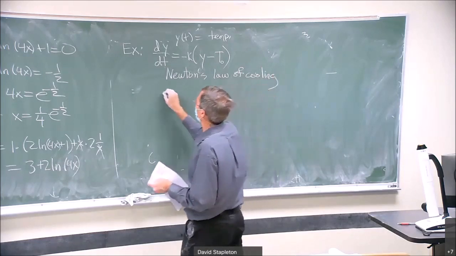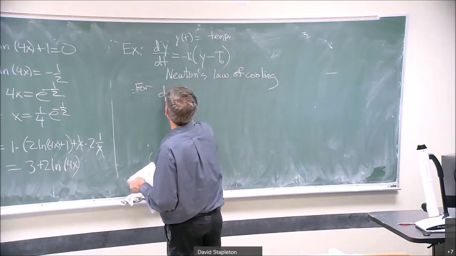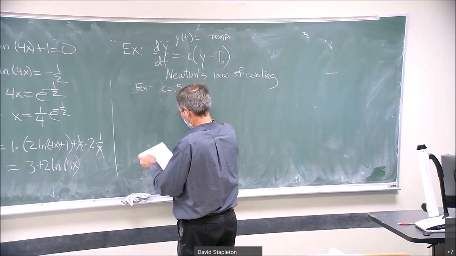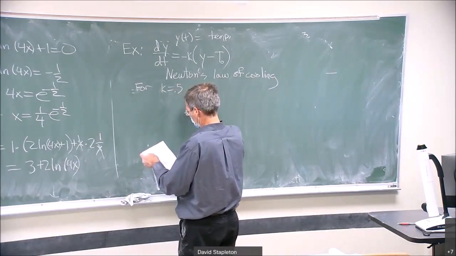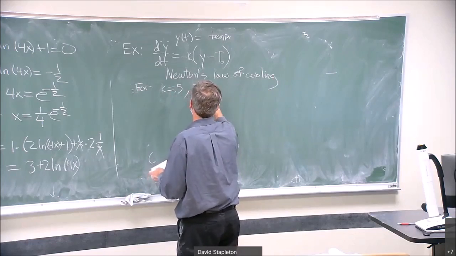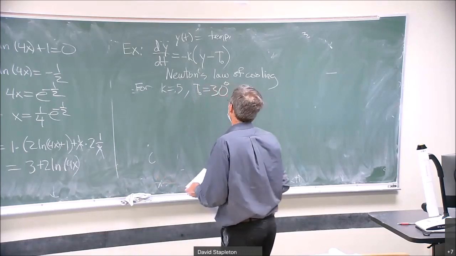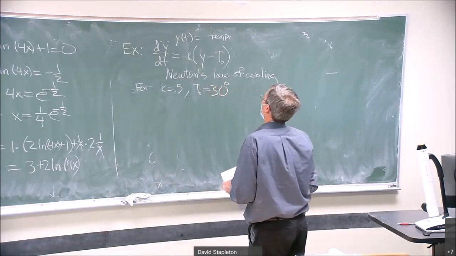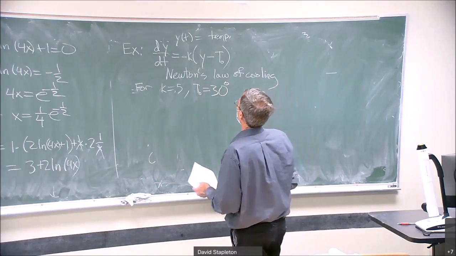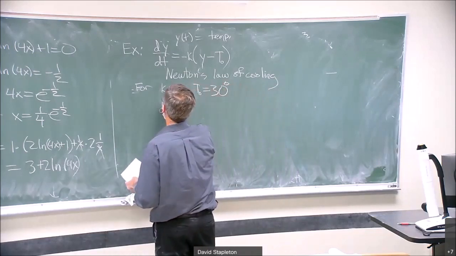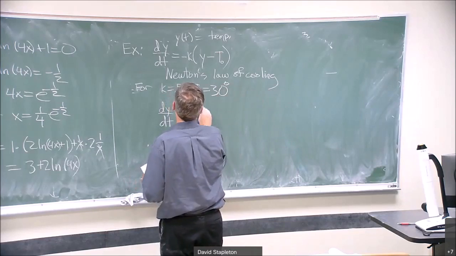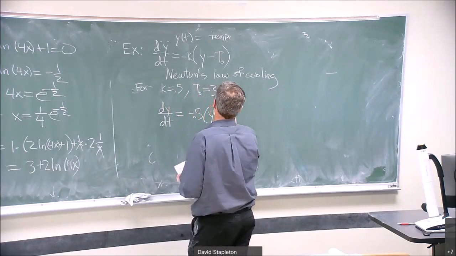As a special case, suppose k is 0.5. And the ambient temperature T0 is 30 degrees Celsius or something. And then we get dy/dt equals minus 0.5 times y minus 30.